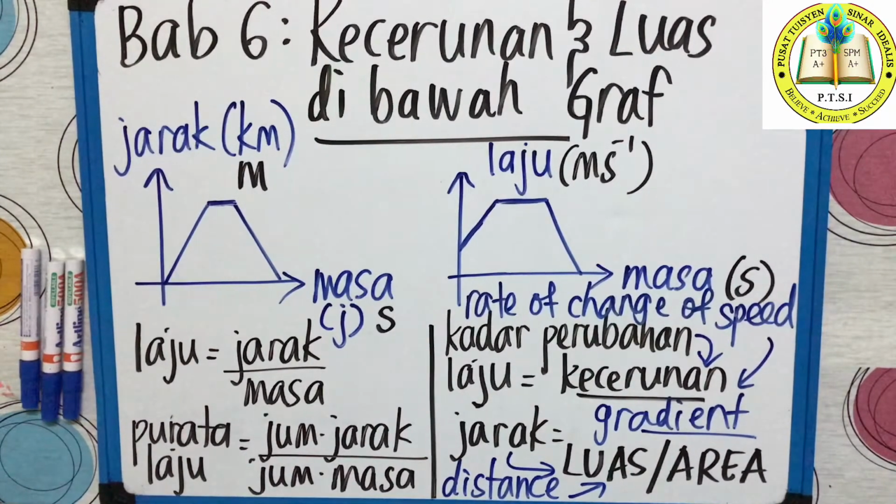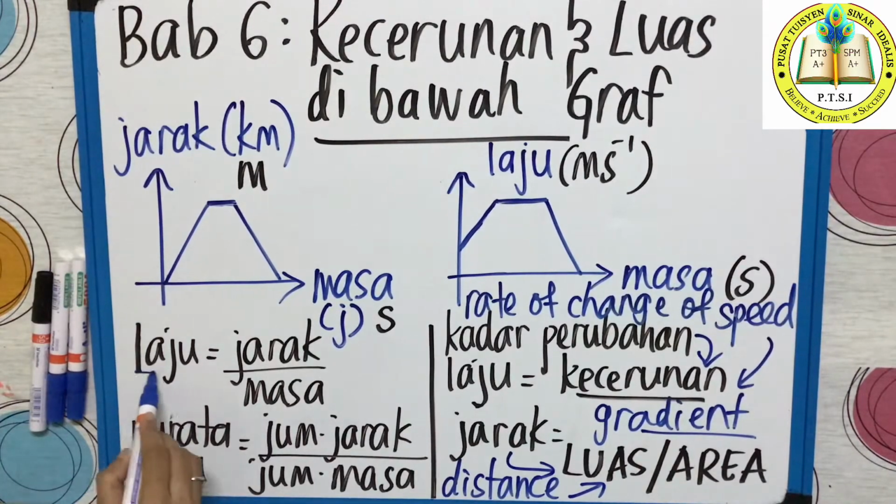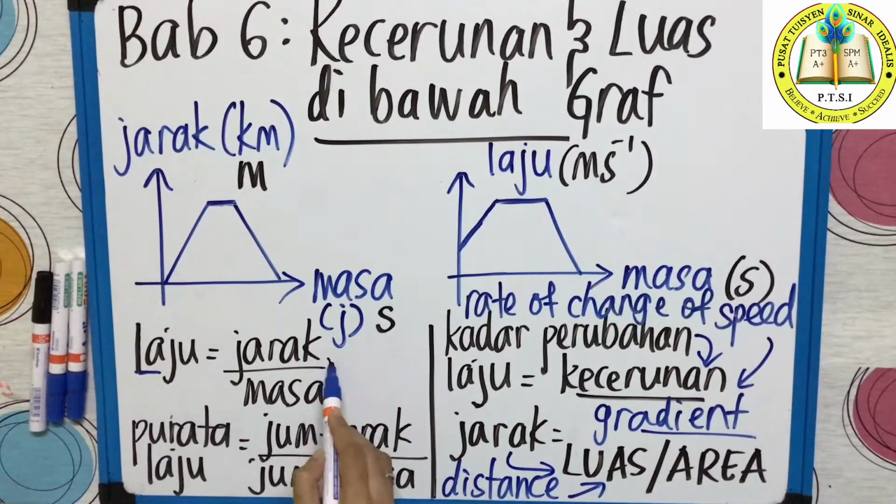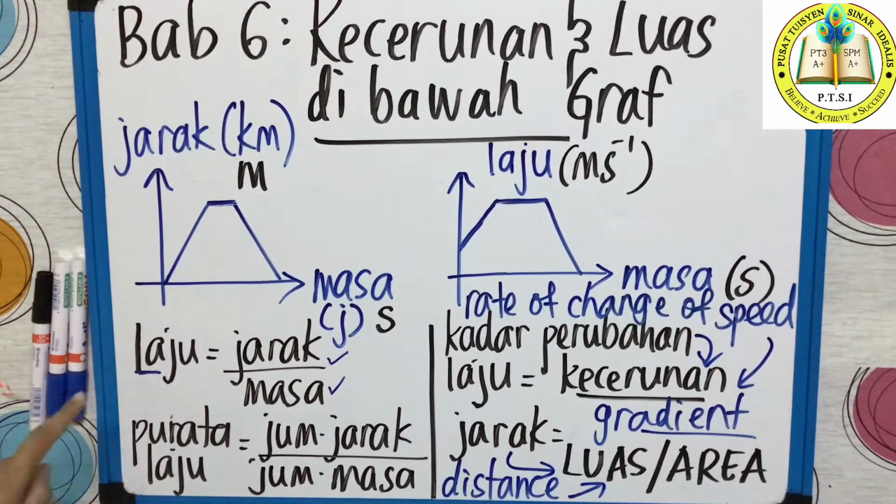Next one. We are going to learn few formulas for this. Okay, kalau graf jarak masa keluar, ini adalah formula yang selalu keluar dalam ujian. So if you see the first formula class, laju, the speed equal distance over time. Laju sama dengan jarak bahagi masa. So that is your first formula. I know all of you all know this formula, right? Even in science also you have used this formula. So laju equal jarak bahagi masa.